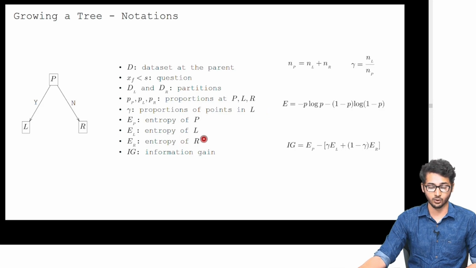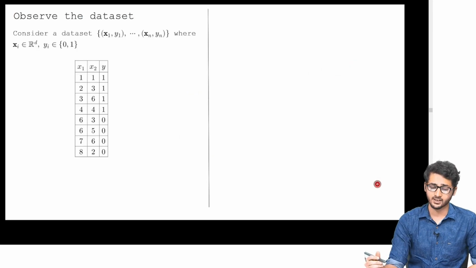And then we have 3 values of entropy for the 3 nodes, and finally the information gain. The formula for entropy is shown here, the formula for information gain is shown here. NP is the number of points in the parent node, NL is the number of points that have gone to the left node, and NR is the number of points that have gone to the right node.